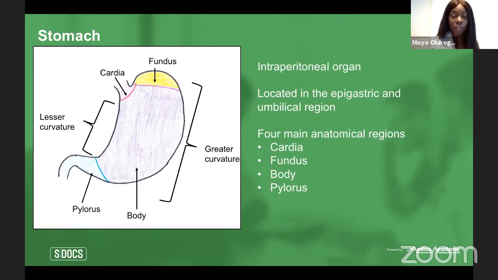The purple section is the body, and this is the main bulk of the stomach, while the blue section is the pylorus, connecting the stomach to the duodenum and containing the pyloric sphincter, which when it contracts, stores the food contents in the stomach. Now here you can see a lesser curvature and a greater curvature, and this is important for something called omentum.